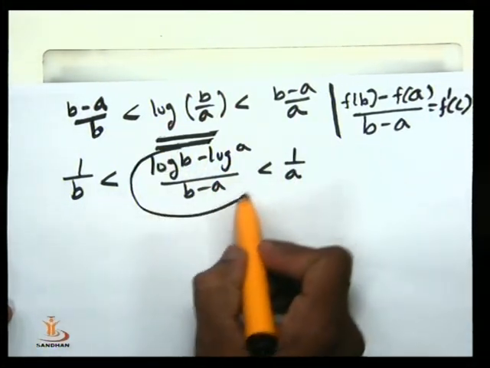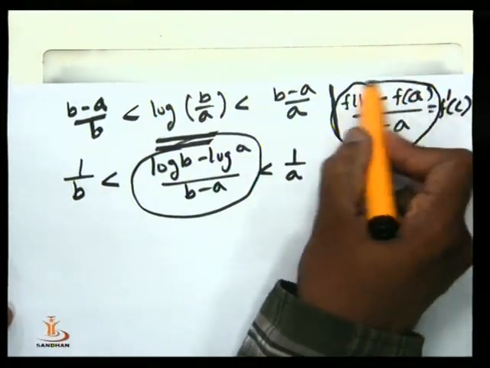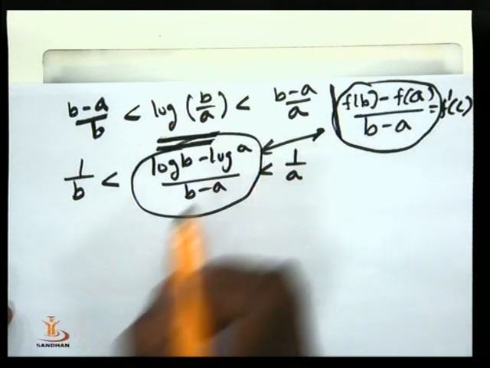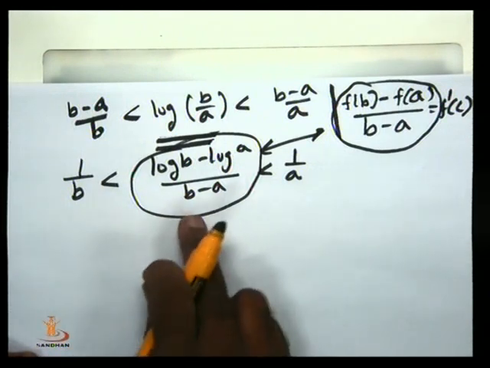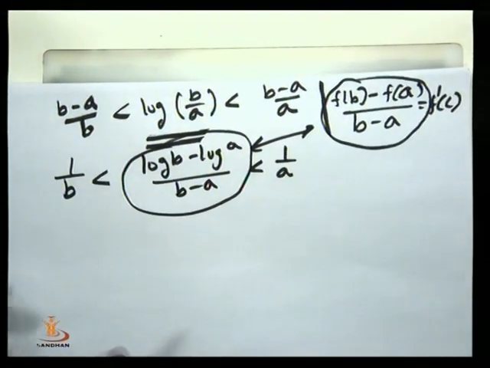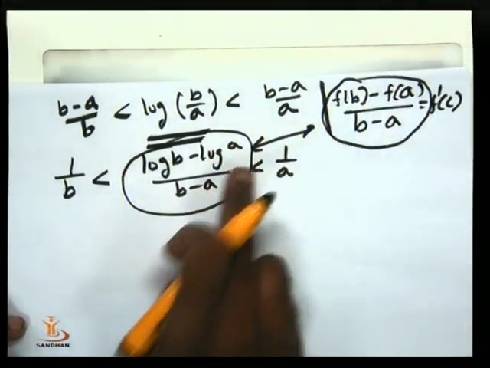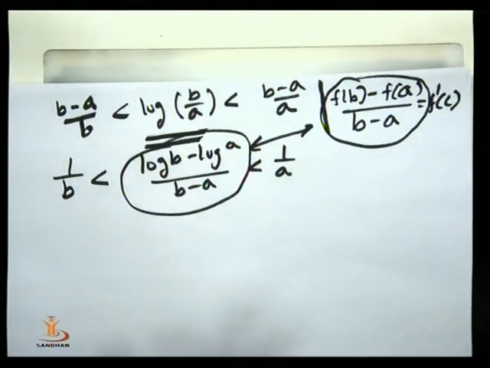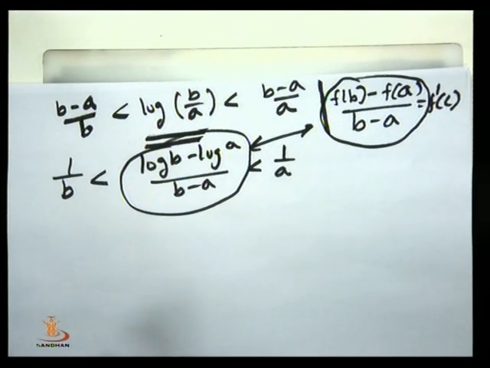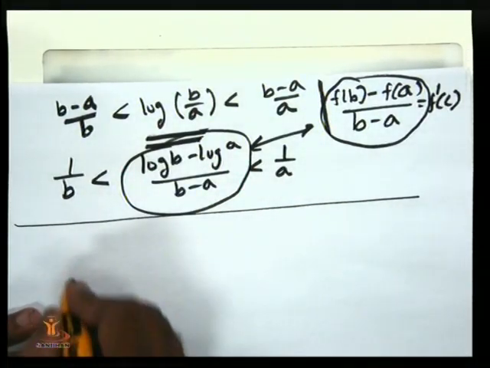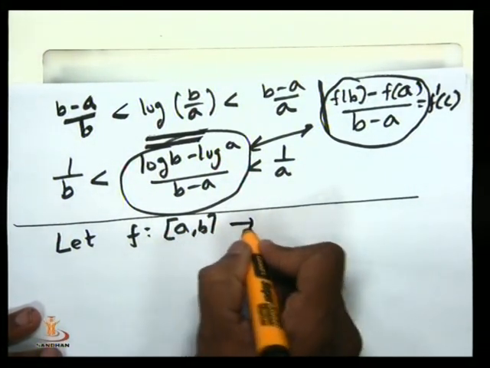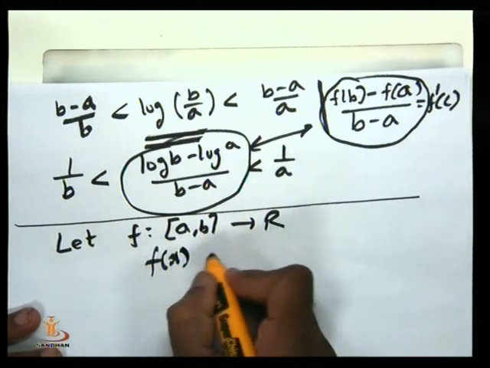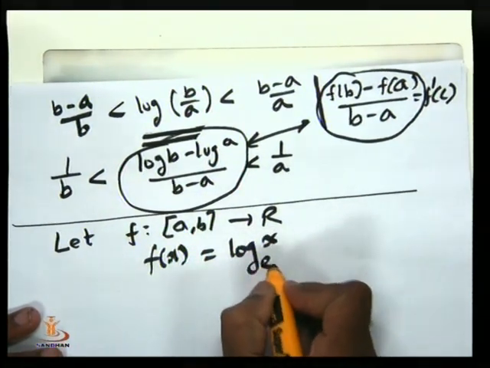Now if you compare this and this, compare these two, then tell me what should be taken as the function f(x). It is clear, denominators are same, and if I take f(x) equal to log x function, then I will get f(b) is equal to log b and f(a) is equal to log a. So this suggests, this is our rough work, our thinking process, okay, how to consider the function f(x) to apply the Lagrange theorem. So to prove the required inequality, I will start with the function f(x) defined on closed interval a b to R as f(x) is equal to log x to the base e.